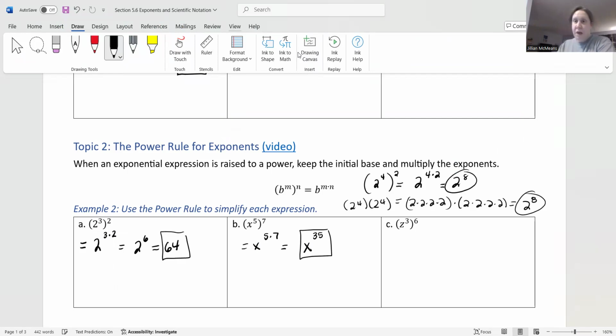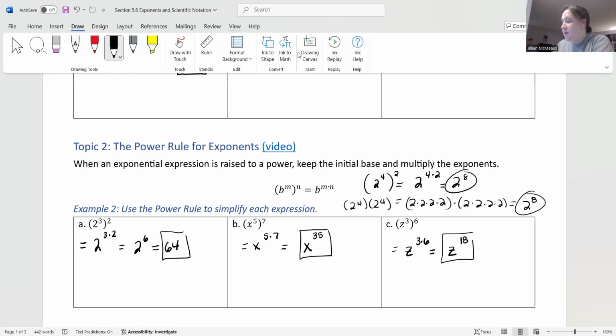And then finally, we have z to the 3rd. So that's kind of the big base. And then that has been raised to another power of 6. So we're going to take the initial base, the base of that inside expression, which is z, and we are going to raise it to the product of those 2 powers. So 3 times 6, and that gives us z to the 18th.